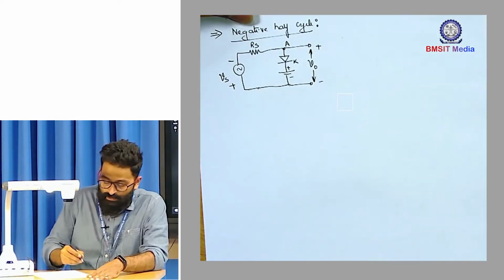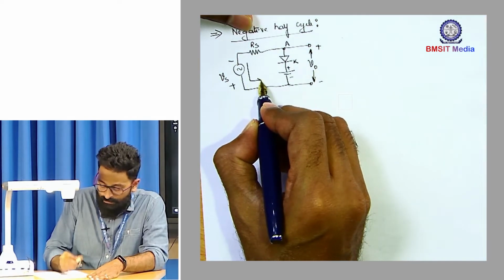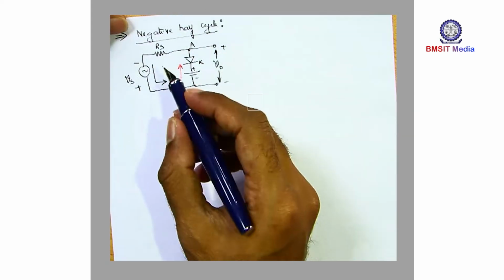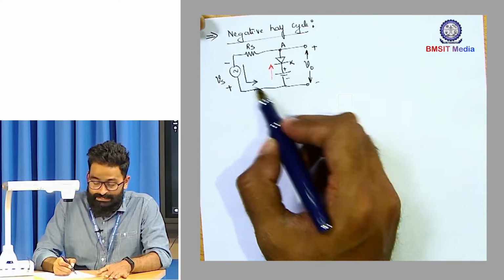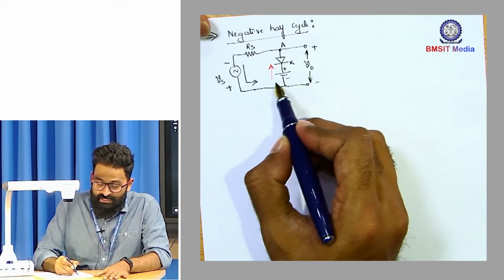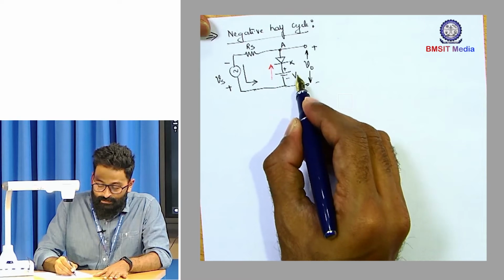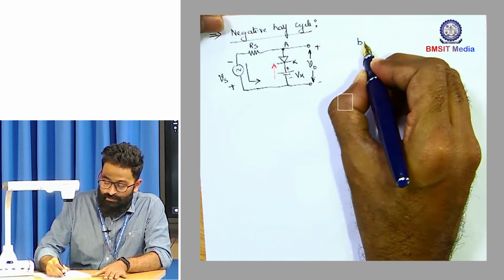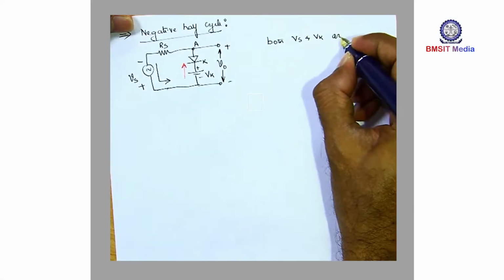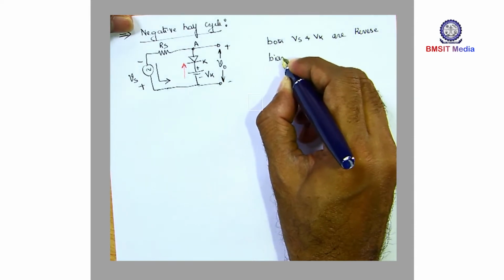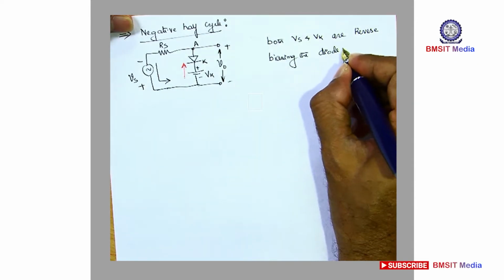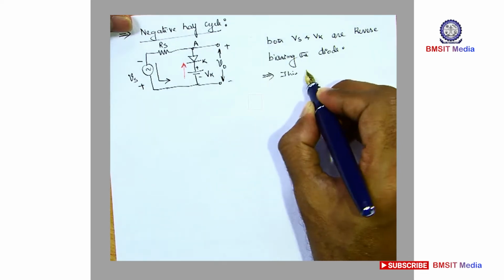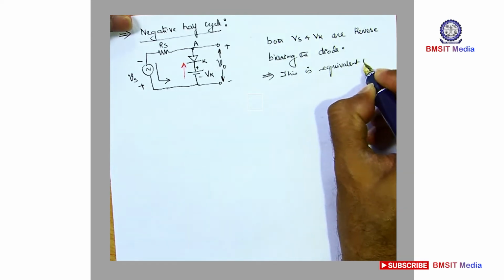So in the negative half cycle, as you can clearly observe, both Vs and Vk are trying to circulate the current in the anti-clockwise direction or in the designated path. So both Vs and Vk help each other in reverse biasing the diode. So you can write both Vs and Vk are reverse biasing the diode. So we have already seen in case A, so I can write this is equivalent to case A.